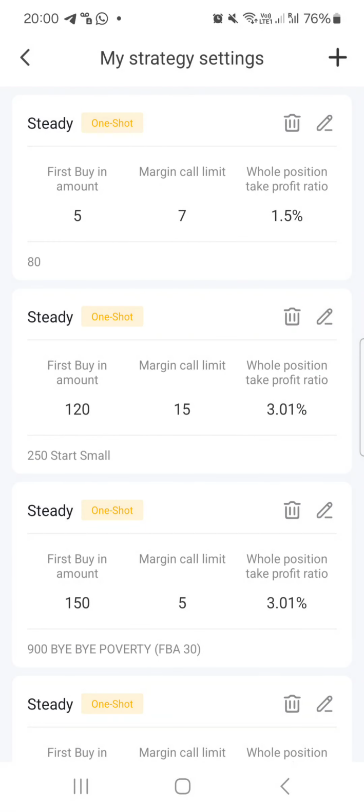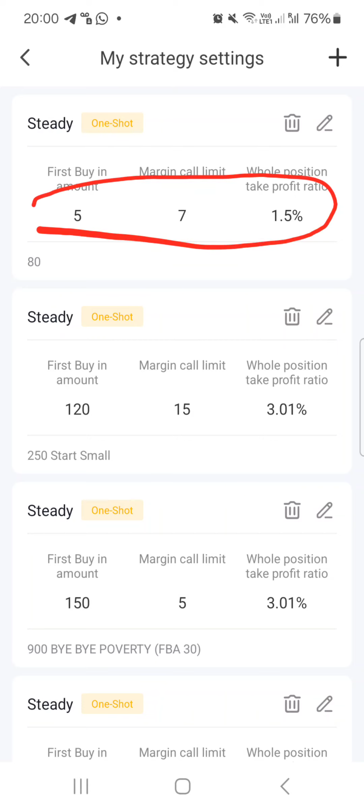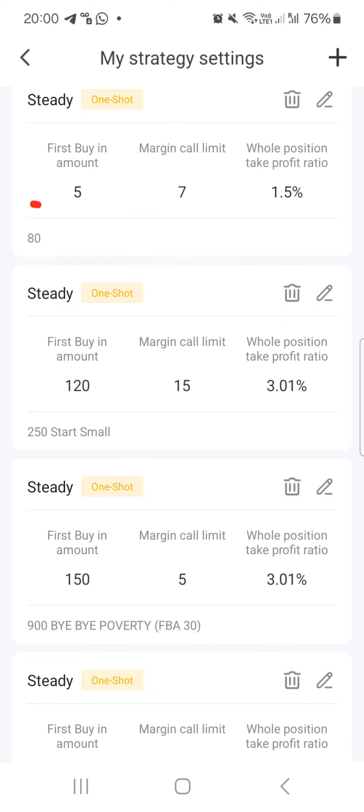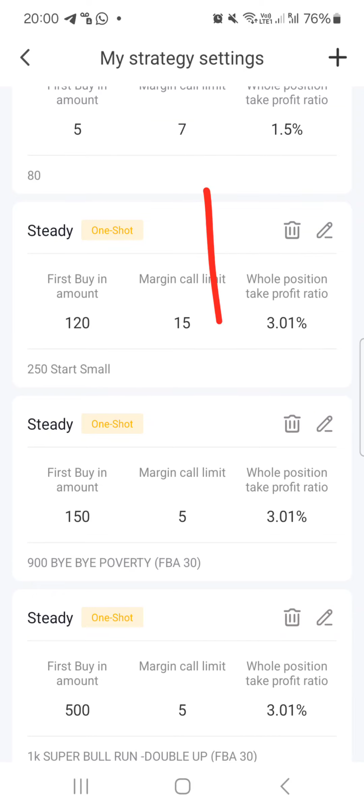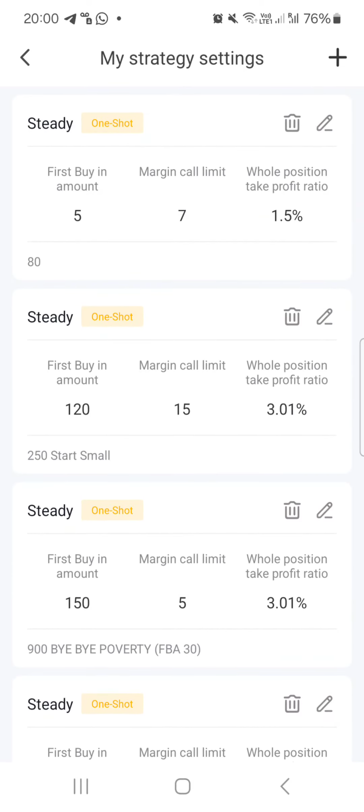You will see that my strategy is here, and I called it $80. My strategy has been set. It will come up here. So that is my strategy set. If I want to edit the strategy settings, I will go to this pencil to edit. If I want to delete it, I will click on the bin. If I want to add more strategies, I will go to the plus sign at the top right and add more strategies for different capital amounts.